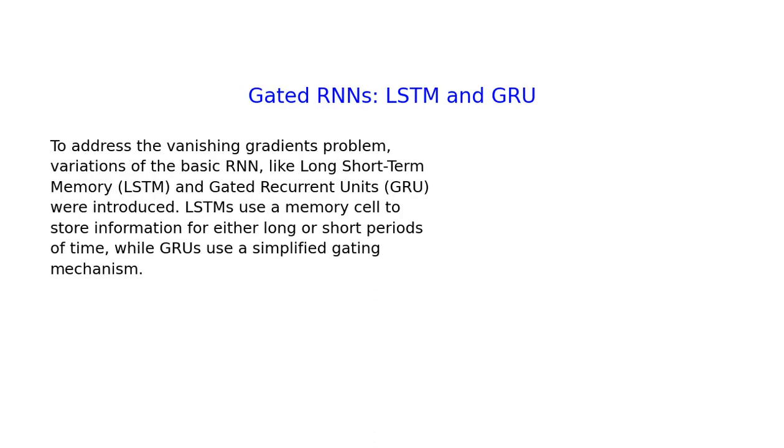To address the vanishing gradients problem, variations of the basic RNN, like long short-term memory, LSTM, and gated recurrent units, GRU, were introduced. LSTMs use a memory cell to store information for either long or short periods of time, while GRUs use a simplified gating mechanism.